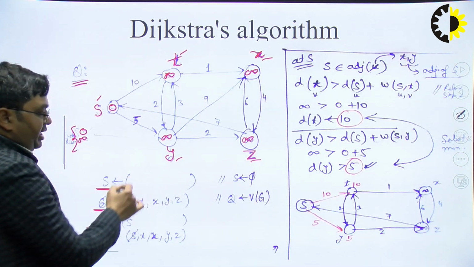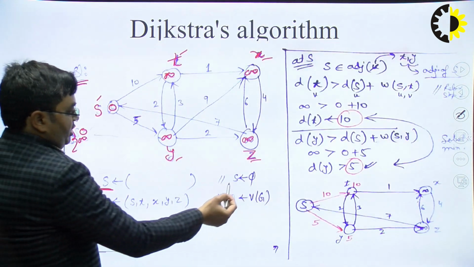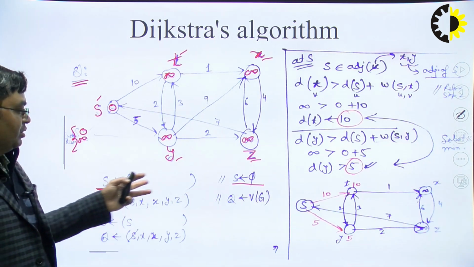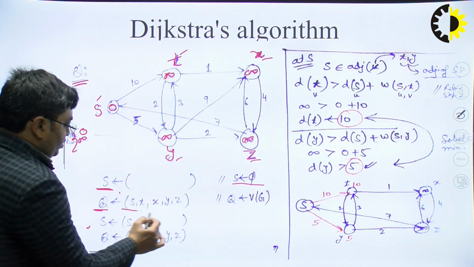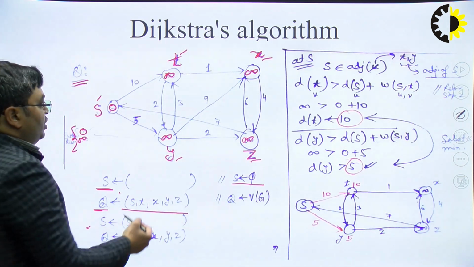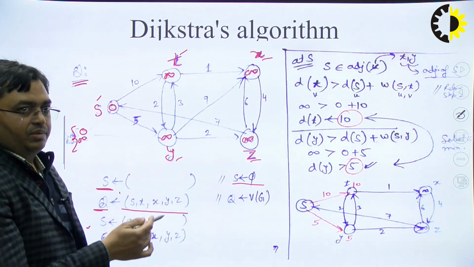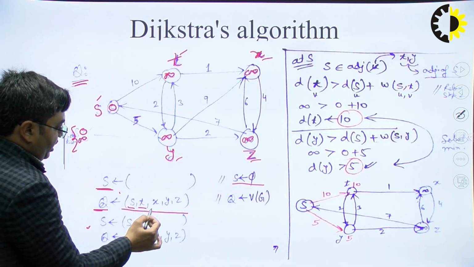Initially S is infinity or phi. S is phi, meaning no node has been covered till now, and Q is the set of nodes to be covered. We have to cover all the nodes, all 5 nodes we have written: S, T, X, Y, Z.